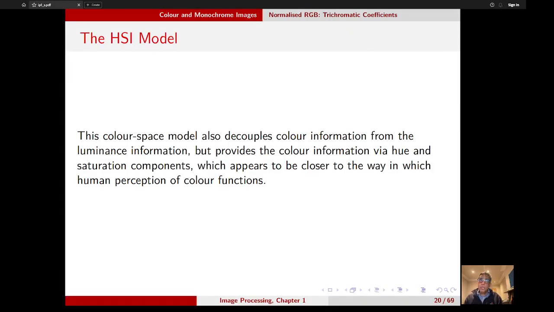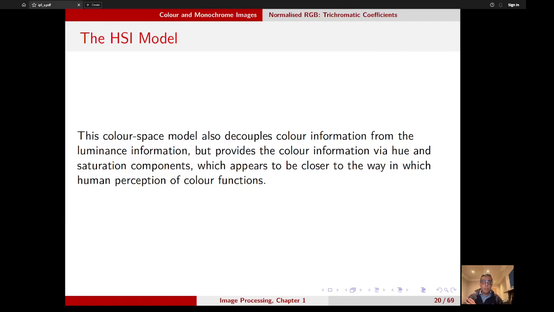Okay, so the HSI color space decouples the color information from the luminance information. In that sense, it's a little bit like the YIQ color space. But instead, there is a very precise, well, in fact, there are many definitions of the terms hue and saturation within this color space. And this seems to be more closely aligned with the way that human perception of color works.